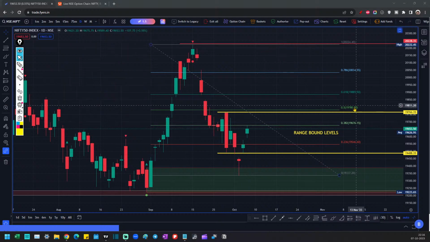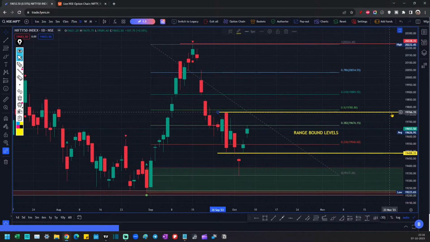So like I said, 50% is very important for the fall that had happened from this swing high to this swing low, and this is a very key area for this market. And 1976, only if this range is taken out, then only Nifty is going to be bullish.